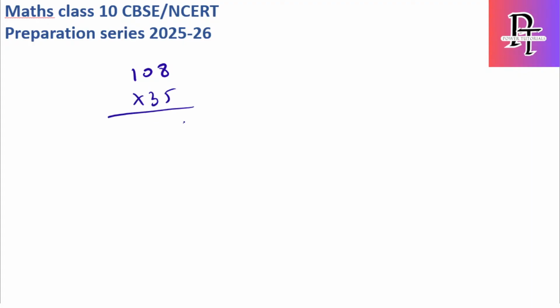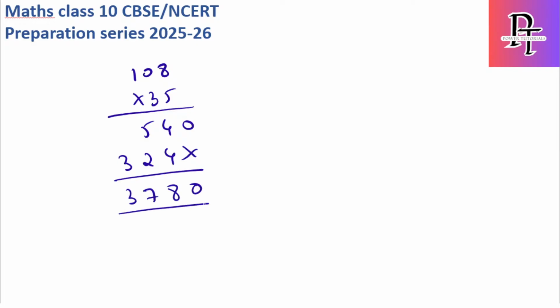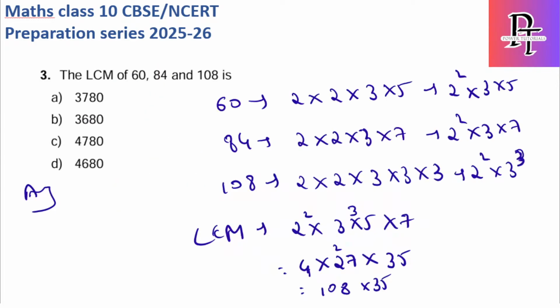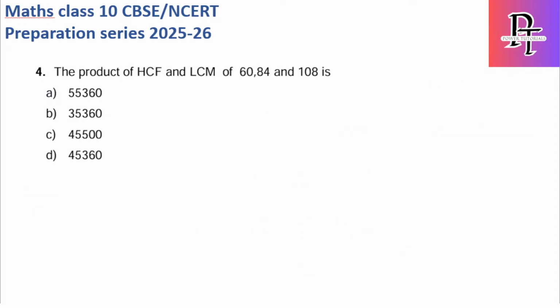5 8 is 40, 4 0 5 is 5, 3 8 is 24, 2 3 1 is 3, 0 8 7. So the answer is 3780, which is option A. Okay, let's move to the fourth one.